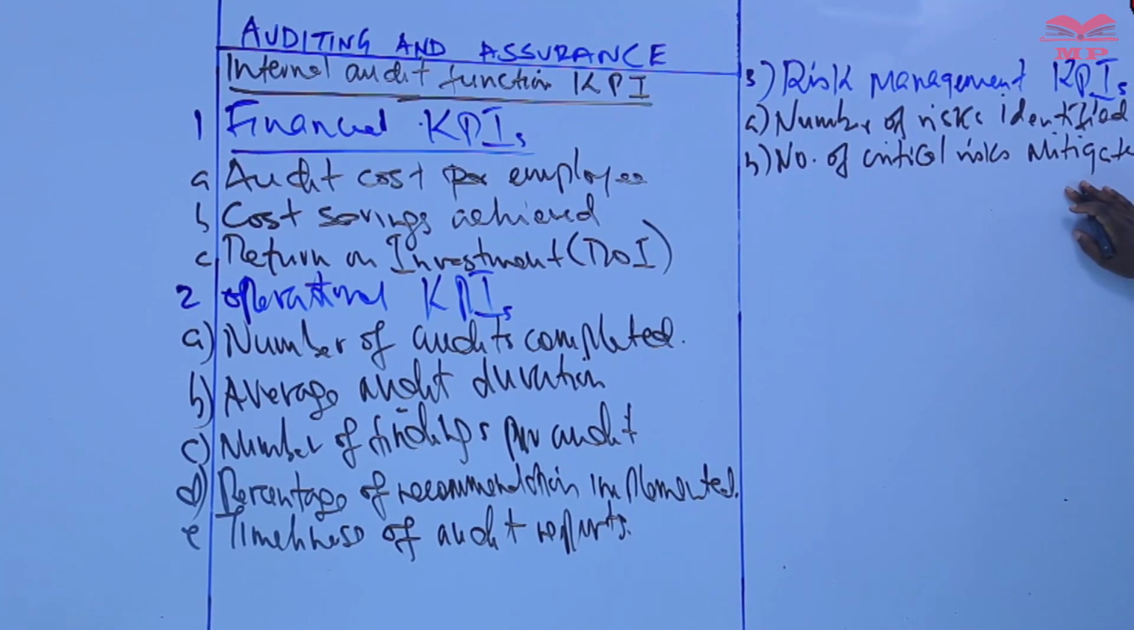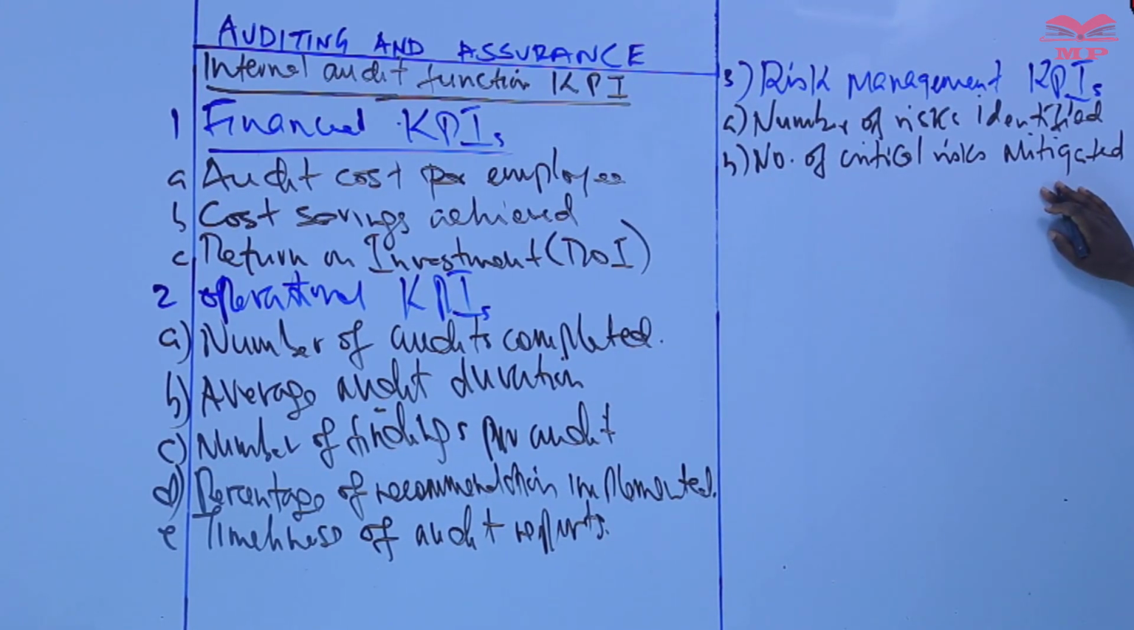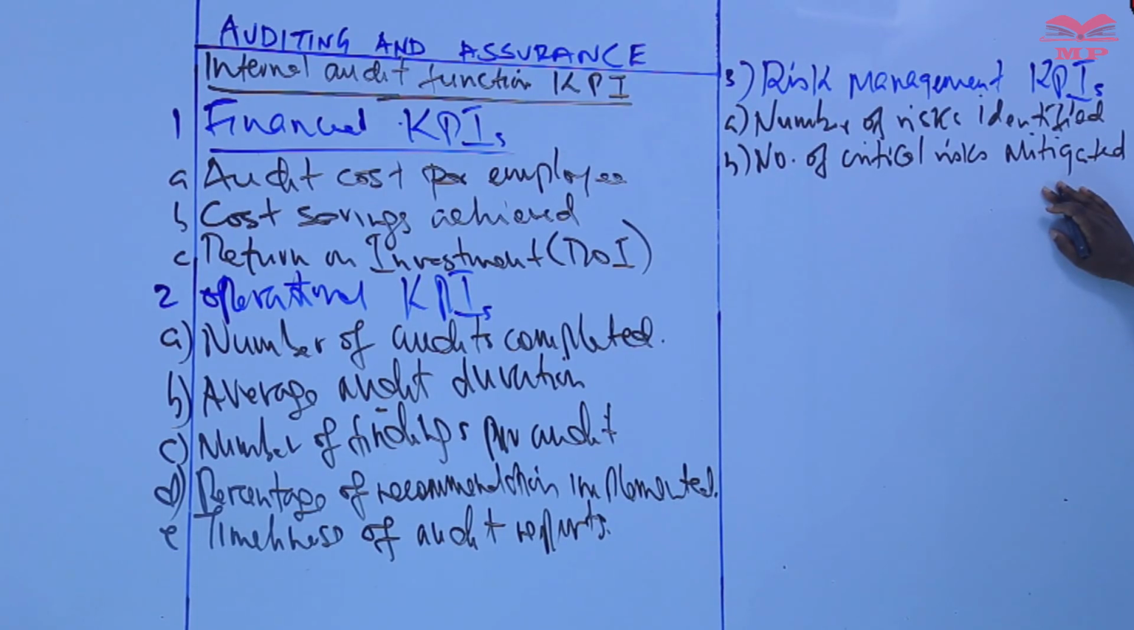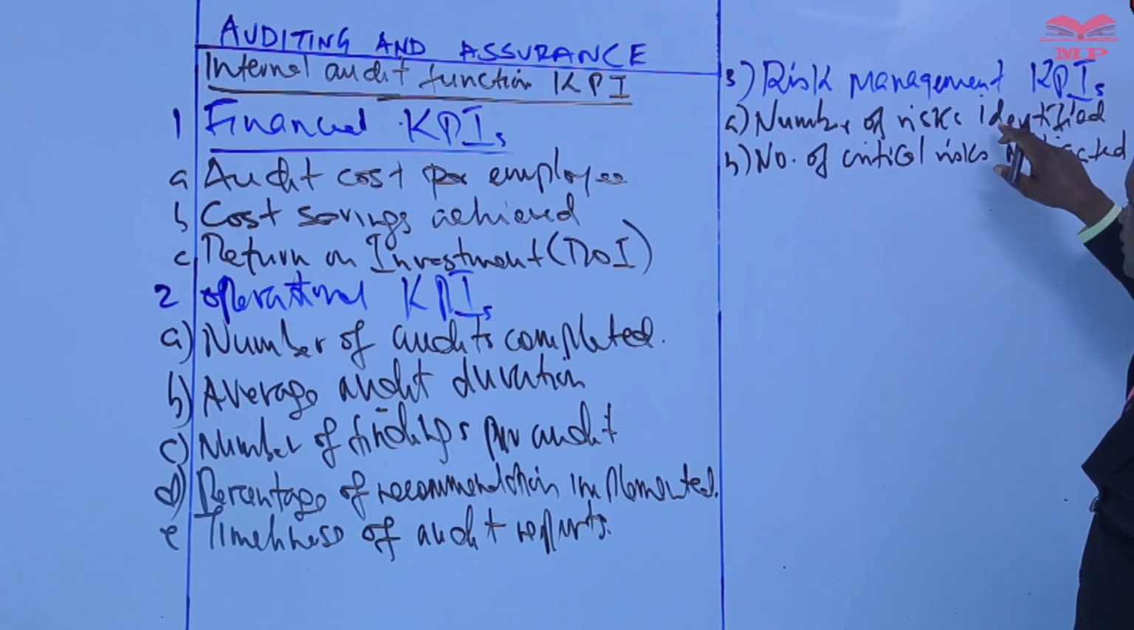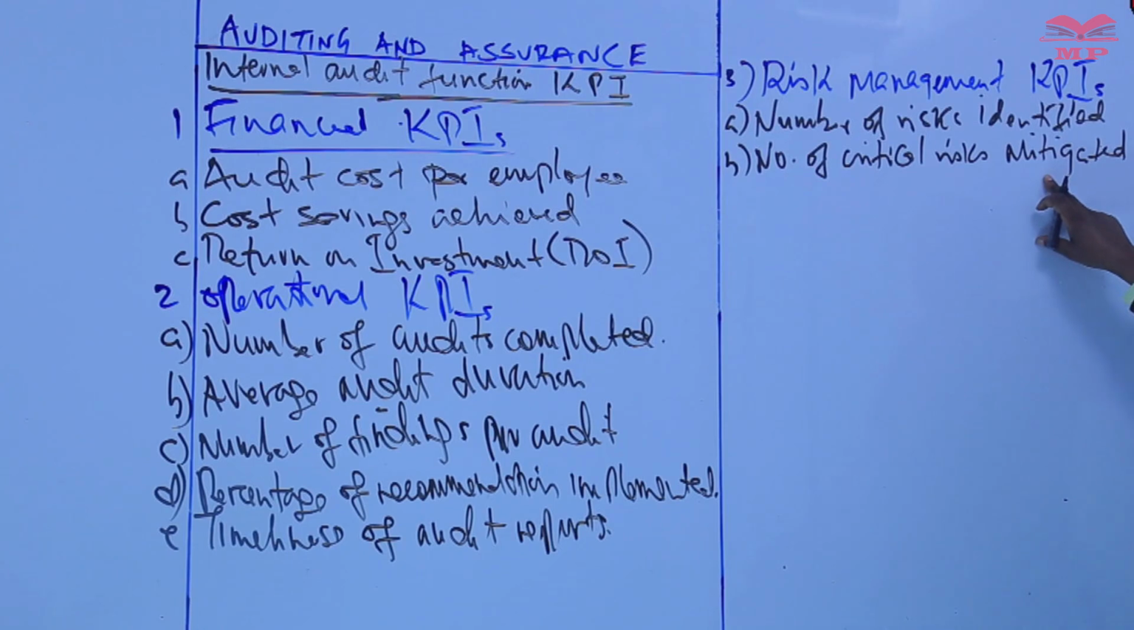Now, this indicator measures the internal audit function's success in addressing high risk areas. The indicator measures the success of the department in addressing high risk areas. After identifying and assessing the risks, the internal audit function ought to help in mitigation of the risks identified.